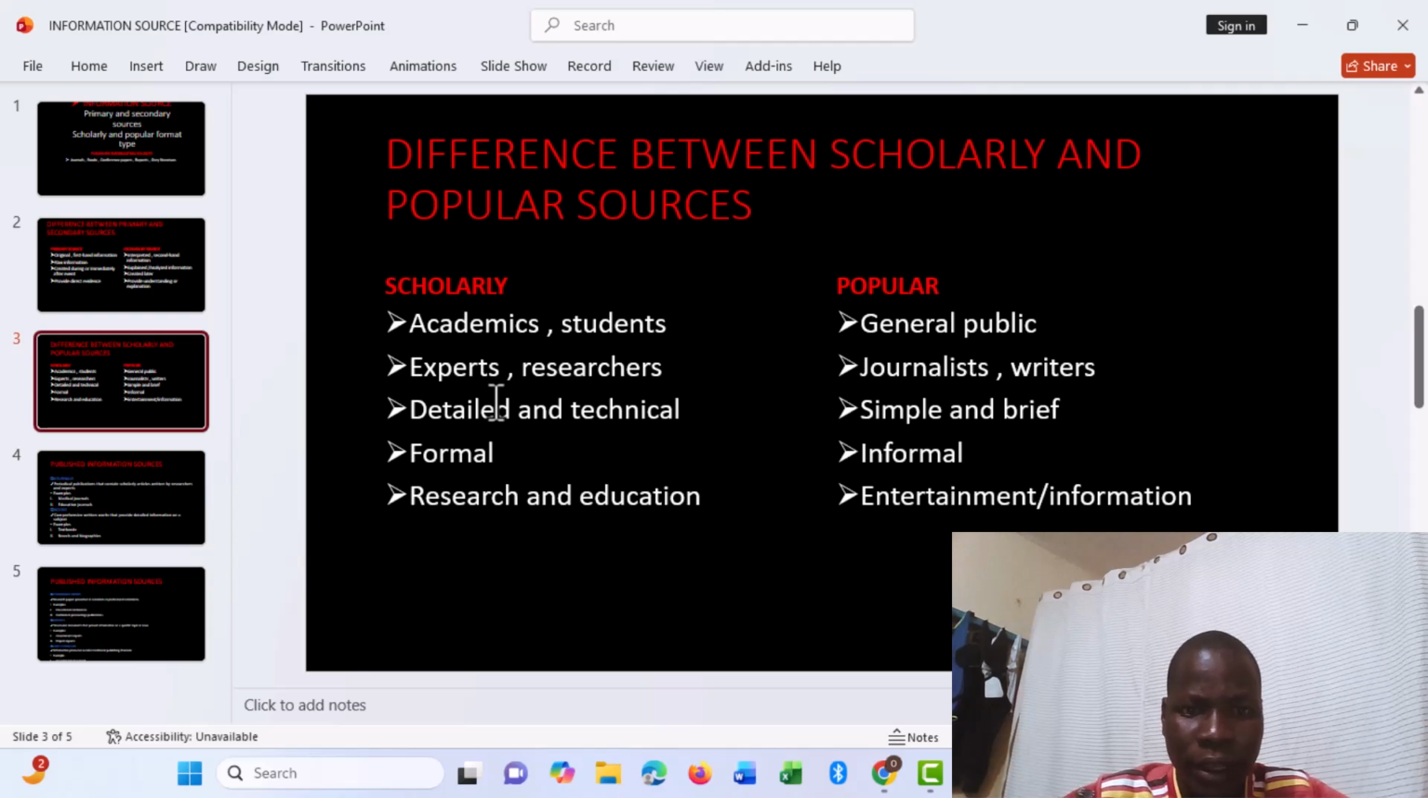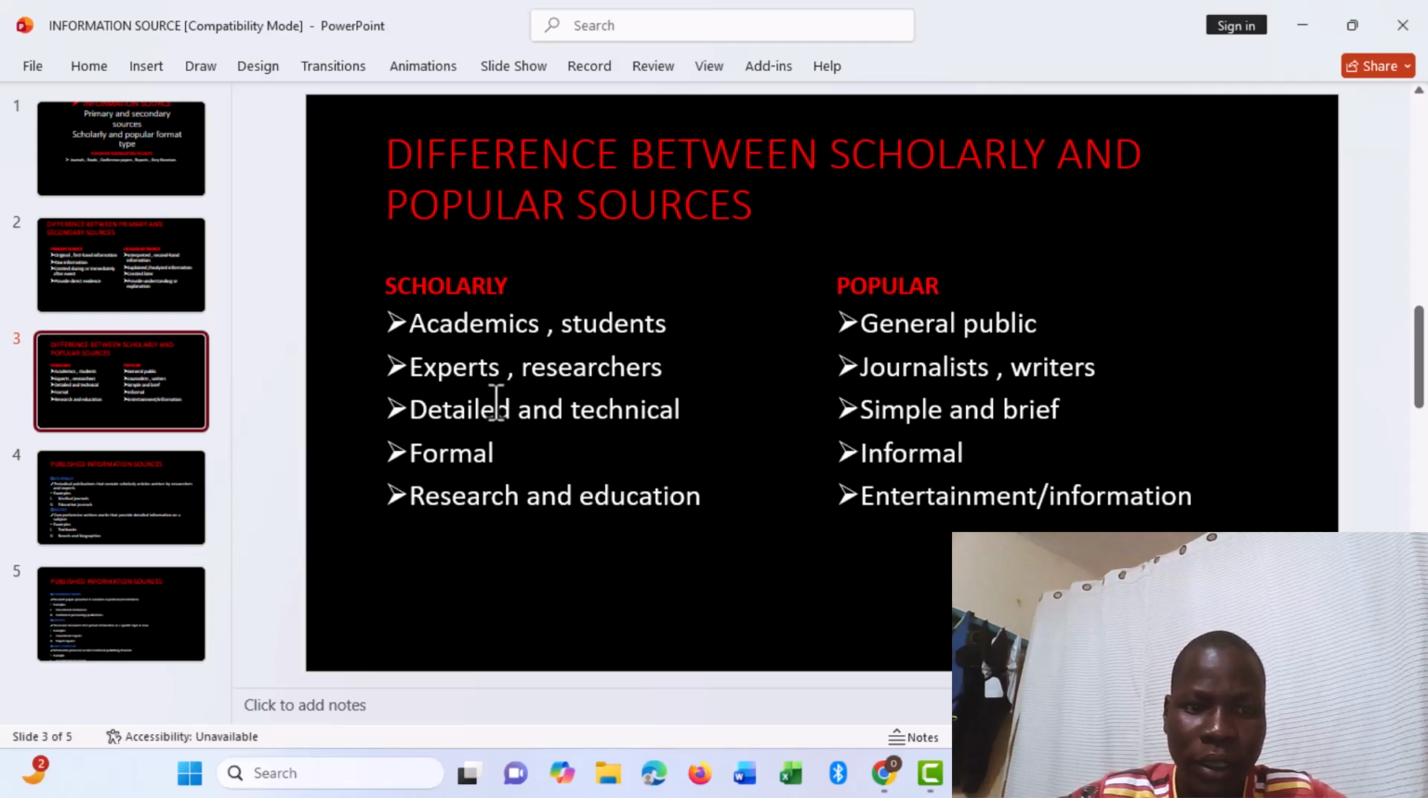Scholarly is always by experts or researchers, while popular is by journalists or writers. Furthermore, scholarly contains detailed and technical information, whereas popular is always simple and brief. Scholarly majorly consists of formal language, while popular is always informal language. Lastly, scholarly always deals with research and education, while popular is always for entertainment and keeping people informed, maybe of a particular thing or something transpiring at that very moment.